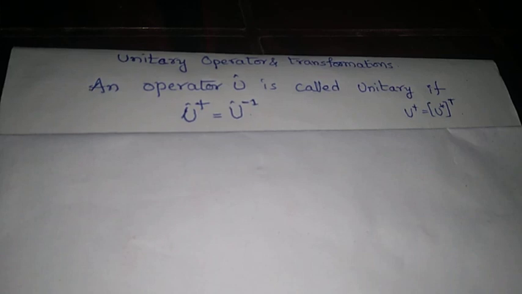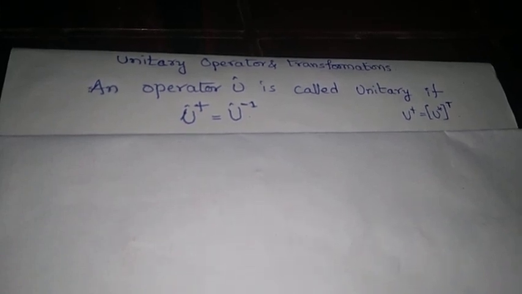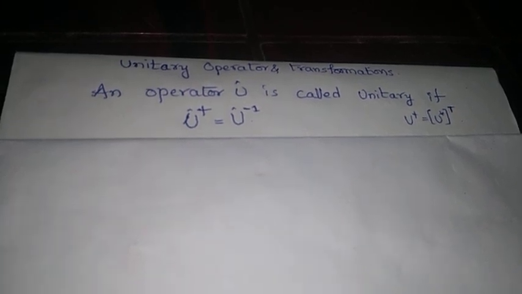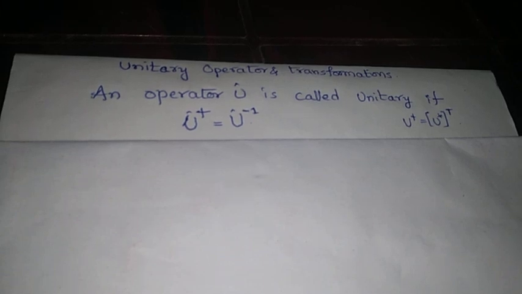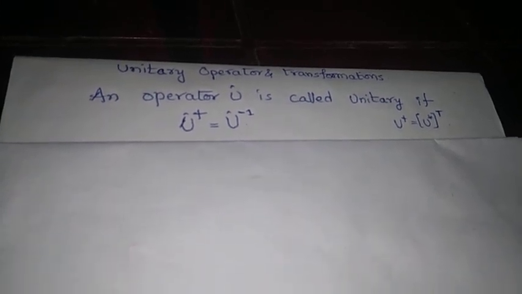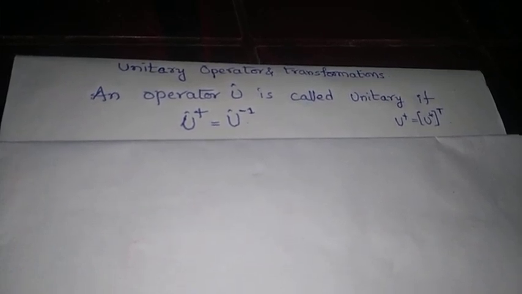The topic of this video is unitary operators and the transformations involving unitary operators. An operator U is called unitary if U dagger is equal to U inverse. That means if we compute the Hermitian conjugate of the operator U, we should be getting the inverse of U.